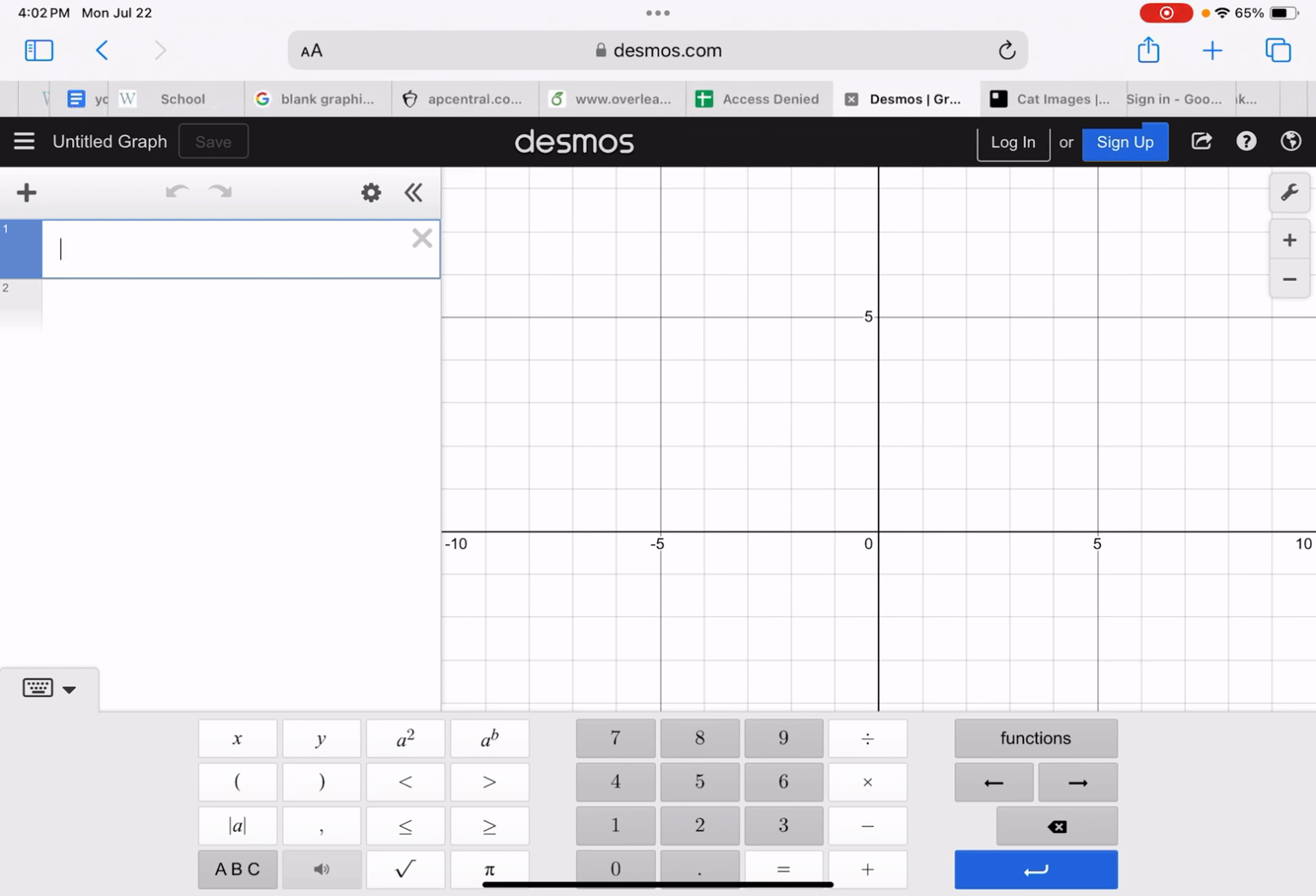Oh no, did I lose it? I have so many windows. We'll put it in now.